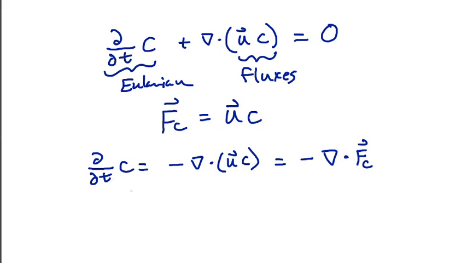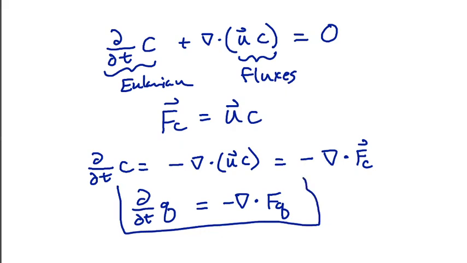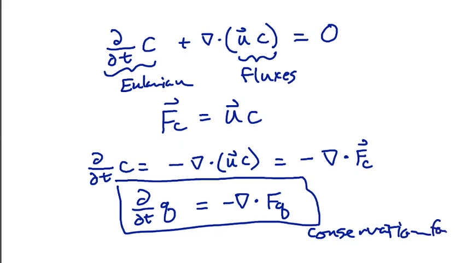In general, when we see an equation that takes the form of d by dt of some quantity q is equal to minus the divergence of the fluxes of that quantity, we call this form a conservation form. And then we think of q as a conserved variable. And when we want to know whether or not a variable is conserved, we often look to see if we can put the equation that governs its evolution into conservative form.